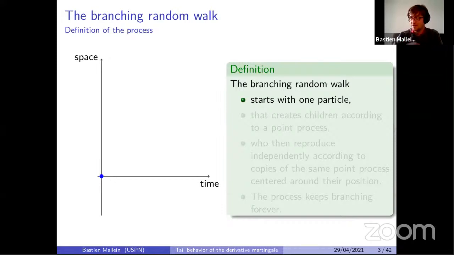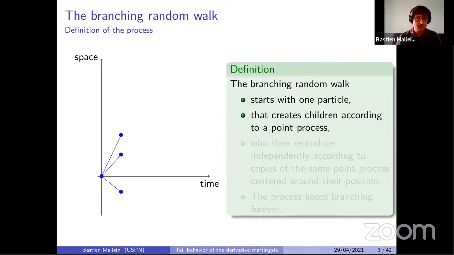So the branching random walk starts with one particle at time 0, and it evolves as follows. This particle will create at time 1 a random number of offspring, and the children particles will displace with respect to the position of their parent according to some point process.